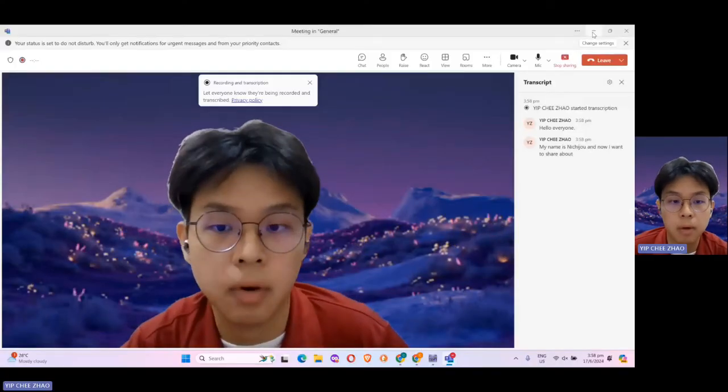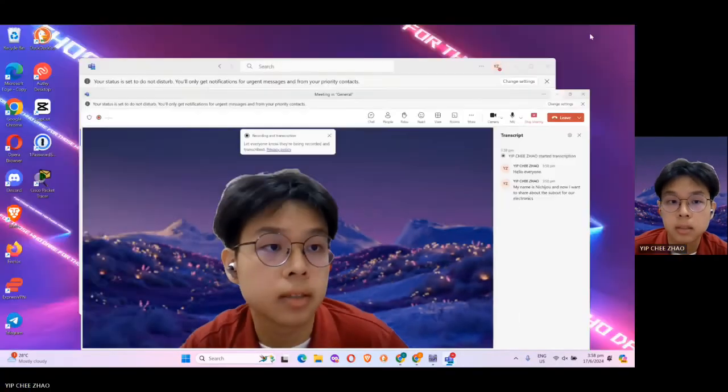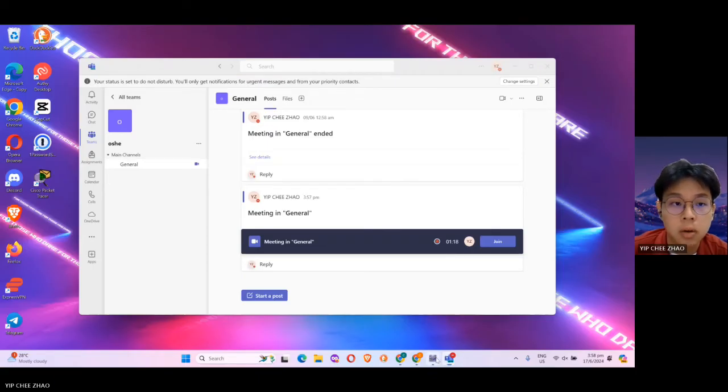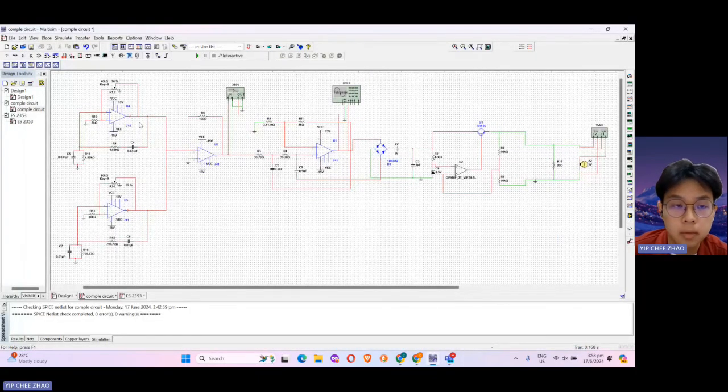Hello everyone, my name is Li Gao, and now I want to share about the circuit for our electronic system project. Now this is our circuit. Here we have oscillator 1, here oscillator 2, here the summing, here the active low pass filter, here the rectifier, here the voltage regulator, and the last one is the load.